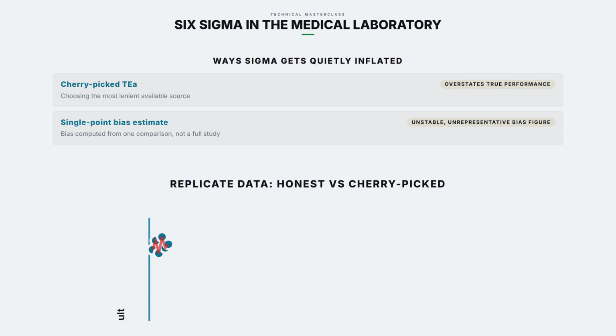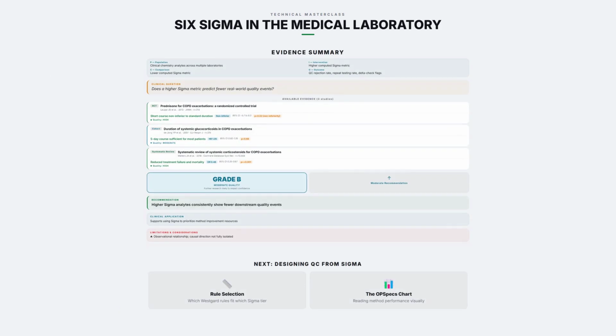Does a higher computed sigma actually translate into fewer real-world reporting errors? The published evidence, while not perfectly clean, says yes, labs with higher sigma-metric analytes consistently show lower rates of QC rejections, repeat testing, and delta check flags, which is exactly the kind of downstream signal you'd expect if the number means what it claims to.